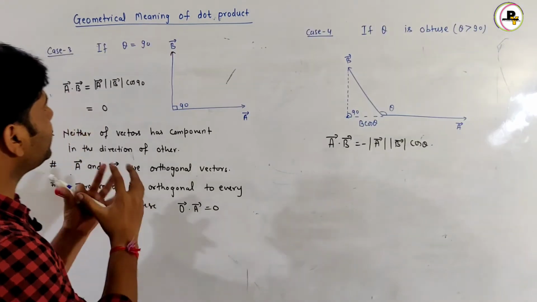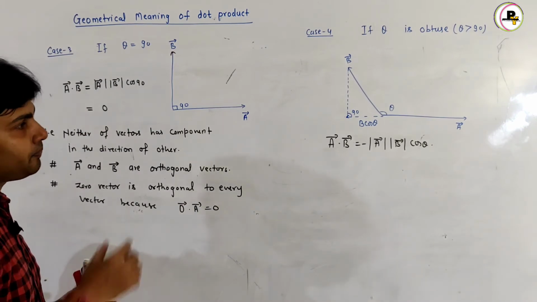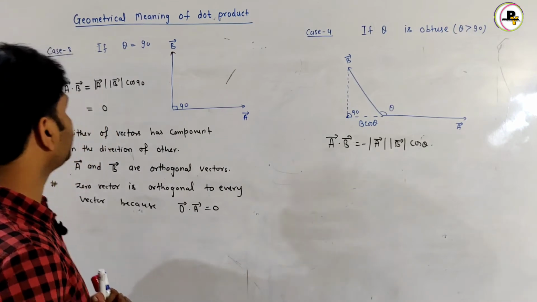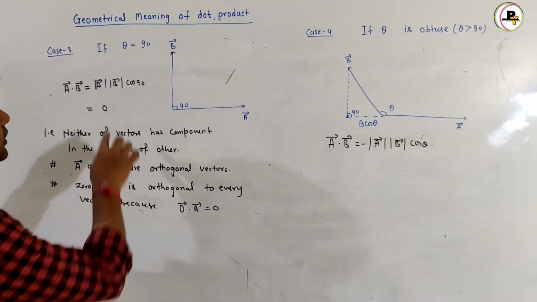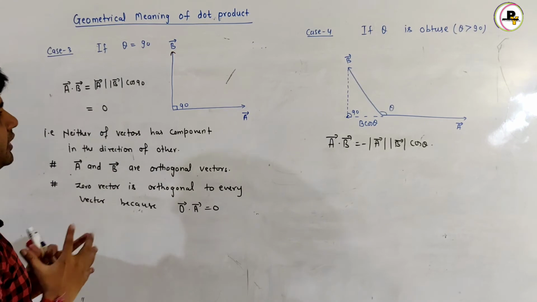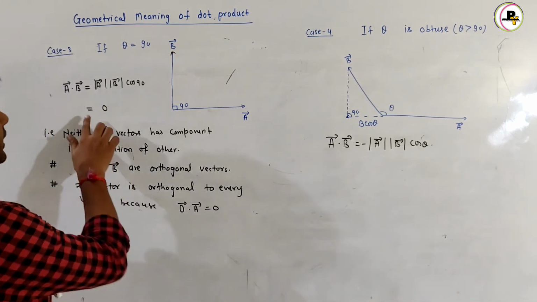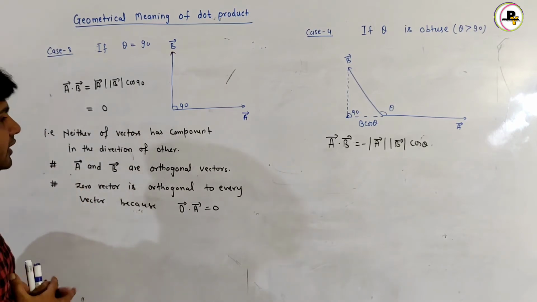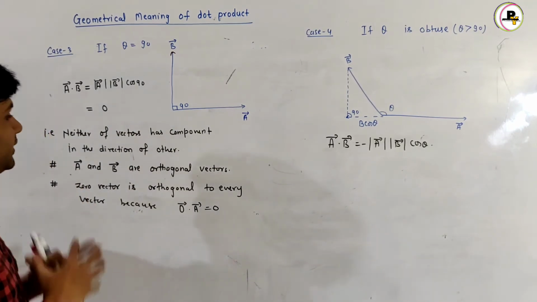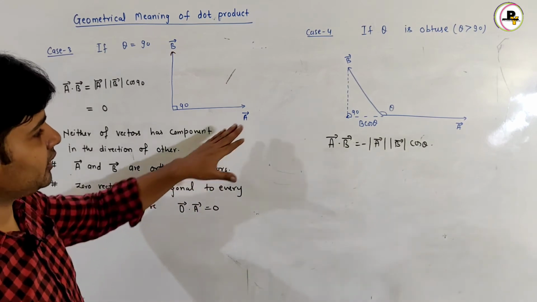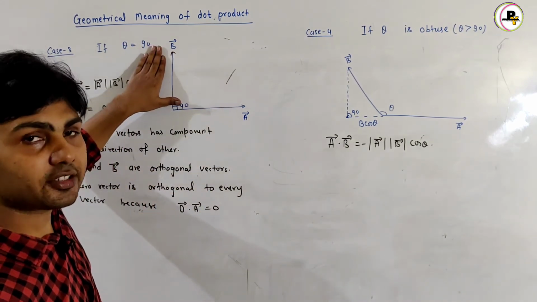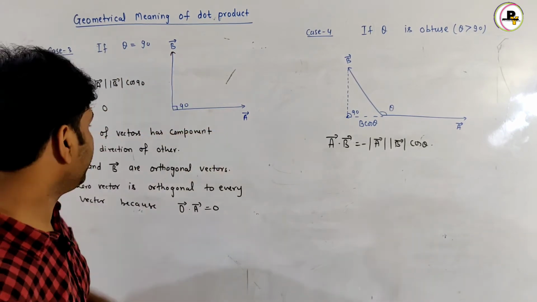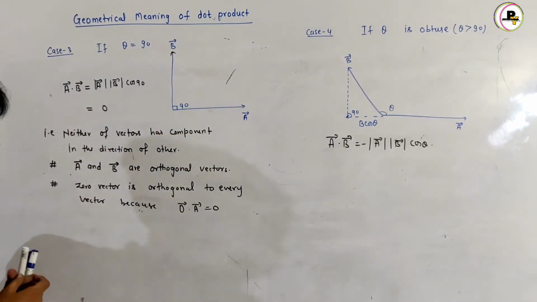Case number third. In case number third, theta is 90 degree, that is vector A and vector B both are perpendicular to each other. So A vector dot B vector is equal to mod of vector A into mod of vector B cos 90 and is equal to 0 because cos 90 is equal to 0. Therefore neither of the vectors has components in the direction of the other, that is, neither vector A will have its component in the direction of vector B nor vector B will have its component in the direction of vector A, that is, there is 0 component.